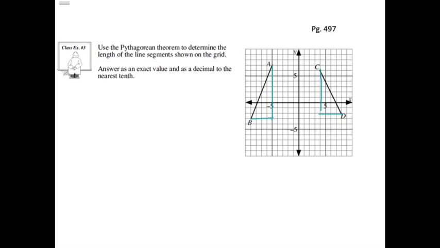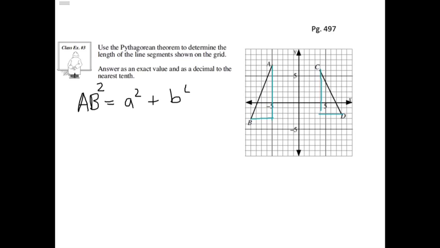We're going to start off with line segment AB. Now the line segment AB is also the longest side of the triangle. It's also considered the hypotenuse. So it's going to be that line segment squared is equal to A squared plus B squared.